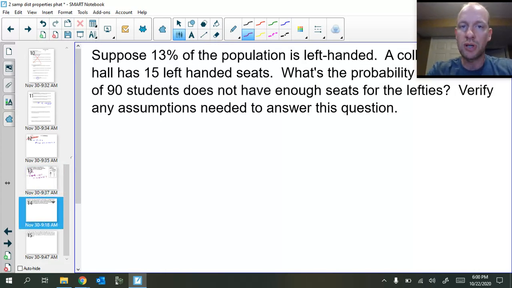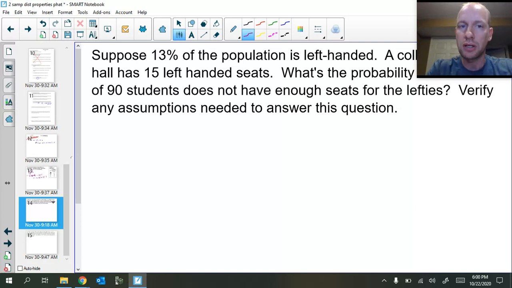So we have 13% of the population is left-handed. A college class has got 15 left-handed seats, and we're worried about if we're going to have enough chairs. So this is on your handout. Try to follow along and pause as needed. And so we're going to start out by trying to verify that we have any assumptions needed to answer this question. Do we have a large enough sample?